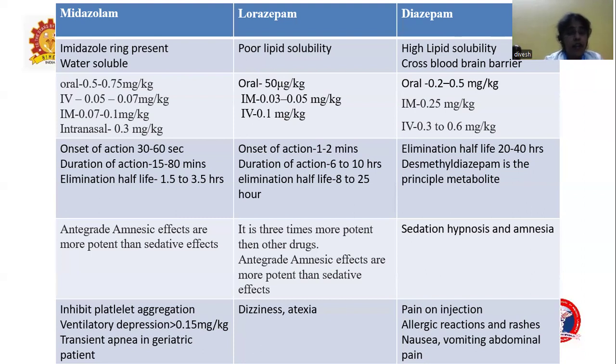The side effects of midazolam: it inhibits platelet aggregation by causing conformational changes in the platelet membrane. And it also causes ventilatory depression and apnea when the dose exceeds 0.15 mg per kg. It also causes transient apnea in geriatric patients and in COPD patients. This is about midazolam. Midazolam is a shorter acting drug which we use at the dose of 0.05 to 0.07 mg per kg.